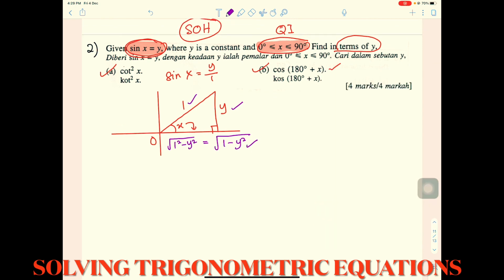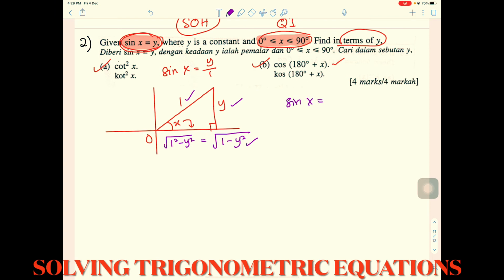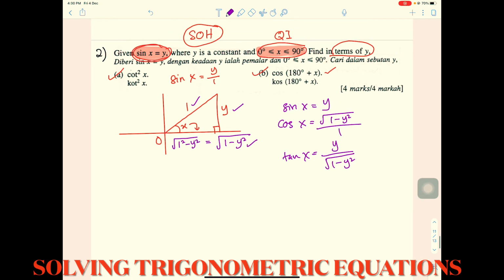This is the adjacent, this is the opposite of the angle, and this is the hypotenuse. From here we can find that sin x equals y, and cos x equals the square root of 1 minus y squared over 1, and tangent x equals y over the square root of 1 minus y squared, opposite over adjacent. This is just an addition for you to revise. Now let's answer question A.